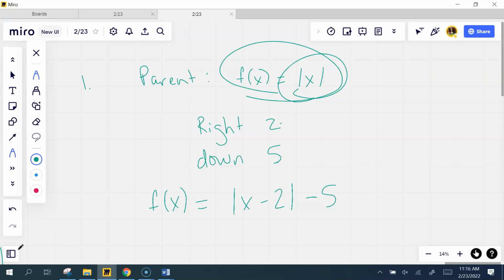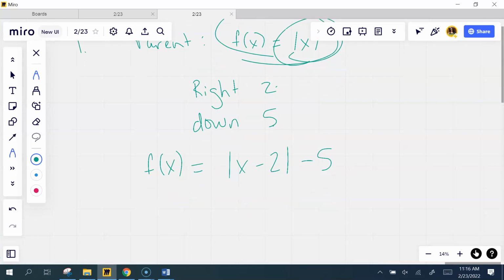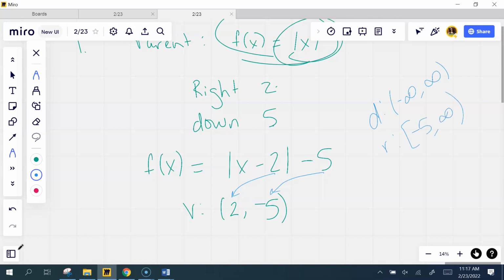What's the vertex of that graph? You notice something about that, by the way? Yep, that's exactly right. How about the domain? That never goes away. Negative infinity. How about the range? That's right, negative 5. I think y'all are going to get this nicely.